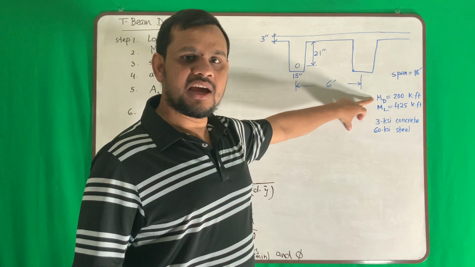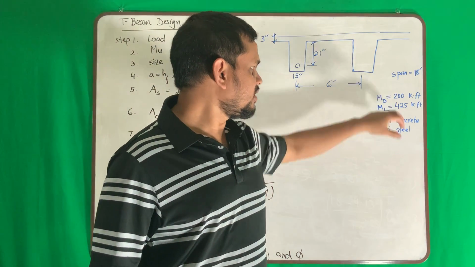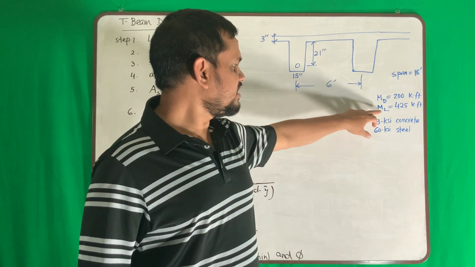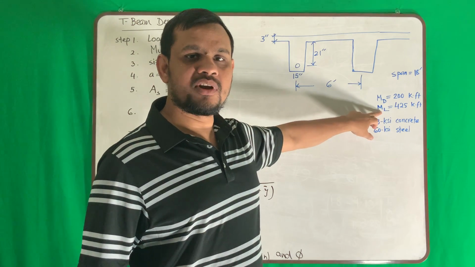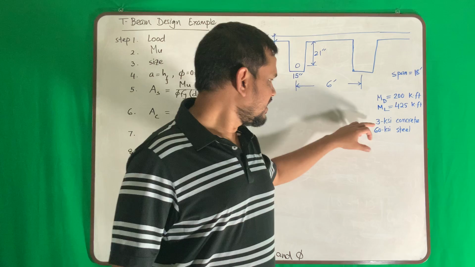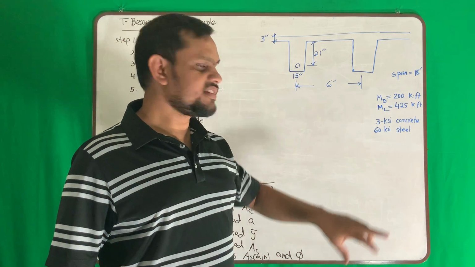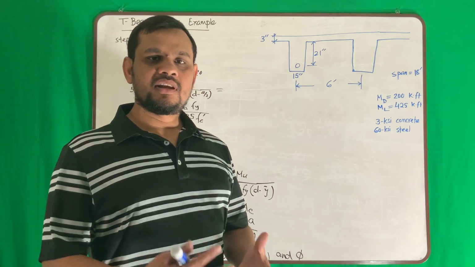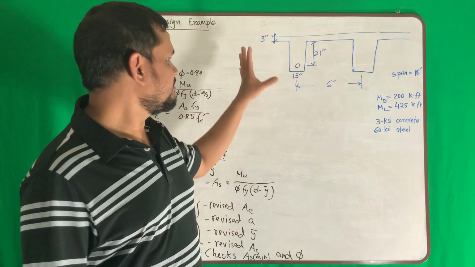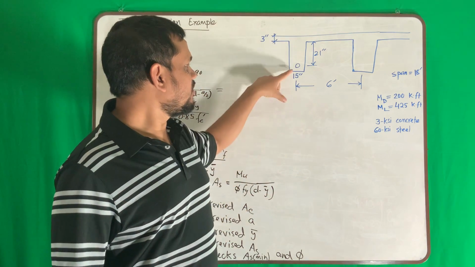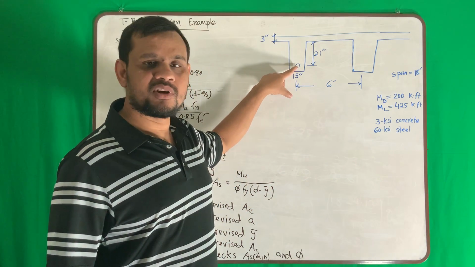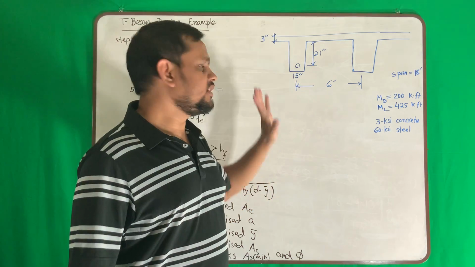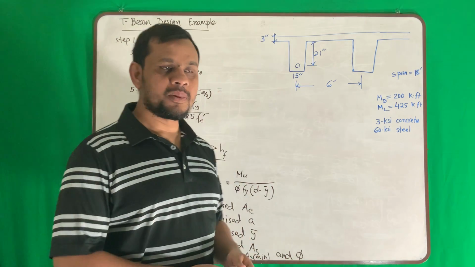Moment due to dead load is 200 kip-feet, and moment due to live load is 425 kip-feet. 3 KSI concrete, 60 KSI steel. Now the question is design this T-beam. Design means what is the amount of reinforcement in this beam. So that we need to do it.